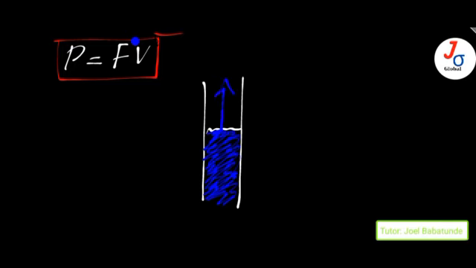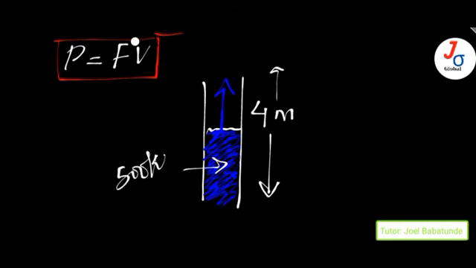Then through a vertical height of 4 meters. So it's lifting the water through a vertical height of 4 meters. What's the mass of the water? The mass of the water is 500 kg. And it does that in how many seconds? It does that in 5 seconds. Now we have to calculate the power. What's the power of this pump?